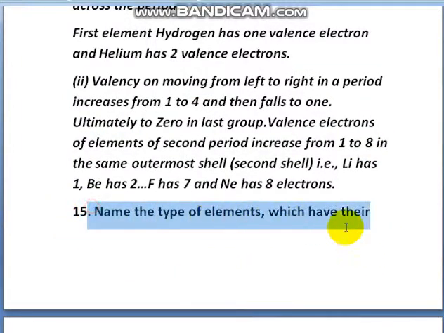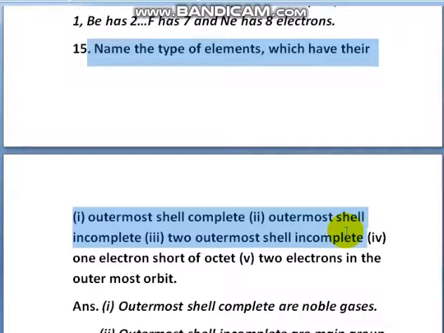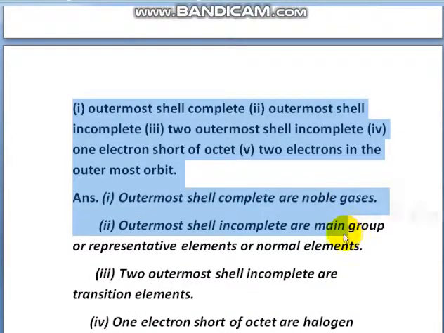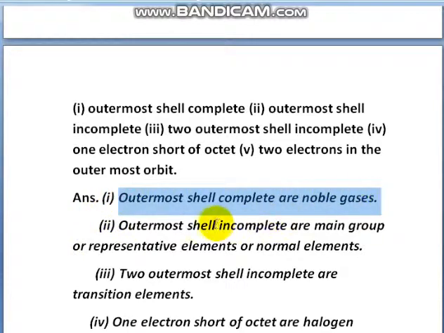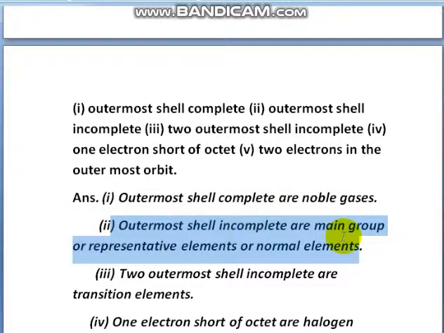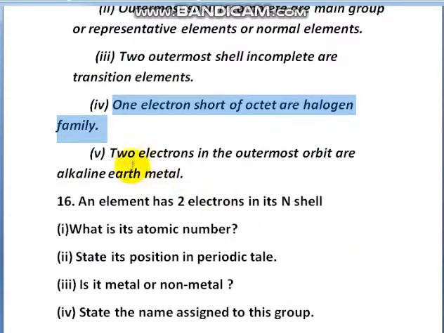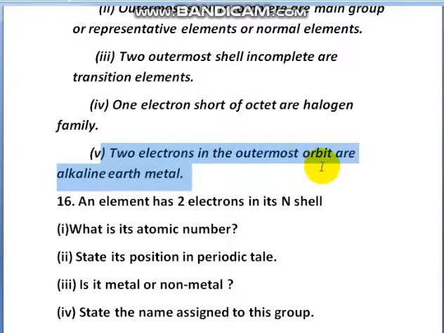Next, name the types of elements which have their outermost shell complete, outermost shell incomplete, 2 outermost shells incomplete, 1 electron short of octet, 2 electrons in outermost shell. So outermost shell complete are noble gases, outermost shell incomplete are main group or representative elements or normal elements, 2 outermost shells incomplete are what? Transition elements, 1 electron short of octet are the halogen family, 2 electrons in the outermost orbit are alkaline earth metals.